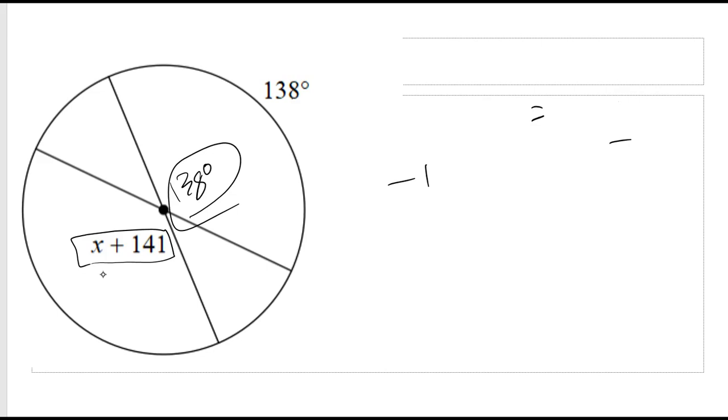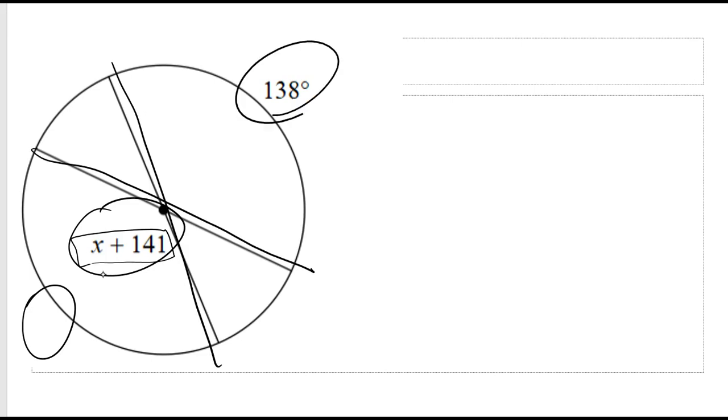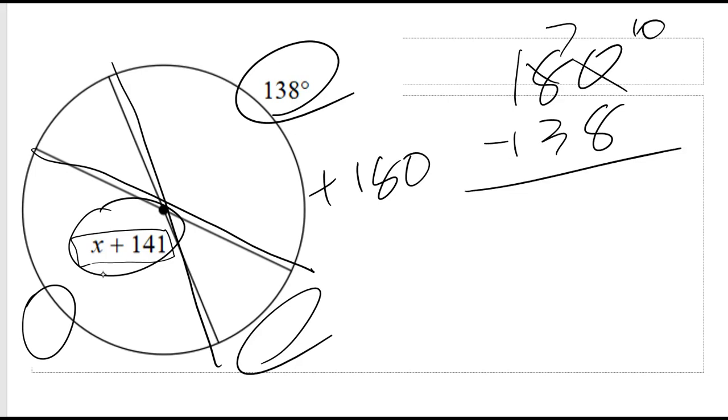The other way, I'll show you, it's just like this. So we know that this angle is congruent to this arc. We know that this is a diameter, and so is this one. So that means this angle plus whatever this is adds up to 180. Okay, so 180 minus 138, and I get 42.